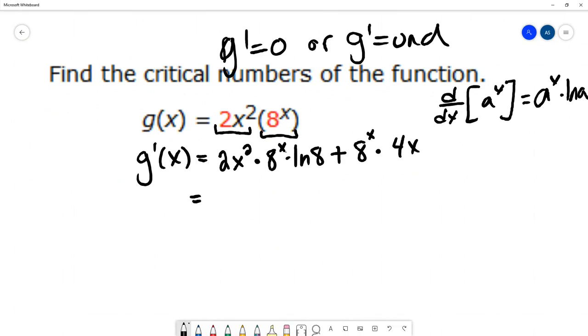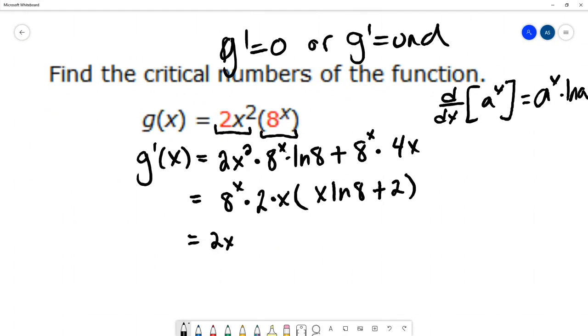Okay, so let's clean this up a little bit. We can factor out 8 to the x. We can factor out a 2. We can factor out an x. So if we factor those out, we'll get an x times ln 8 plus 2. So we have 2x times 8 to the x times x ln 8 plus 2.